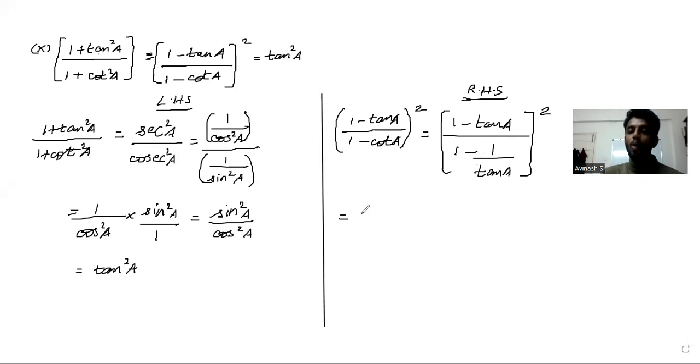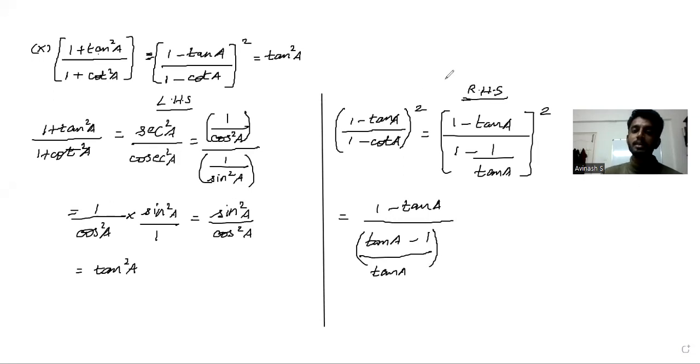And in the next step, I'm going to take the LCM. I'm still not taking the whole square. The numerator remains 1 minus tan A, and the denominator is (tan A minus 1) by tan A, and this is the whole square. I repeat, I have just taken the LCM in the denominator. This is divided by 1, so you get tan A into tan A. That's how I'm getting (tan A minus 1) by tan A. That is the LCM part.